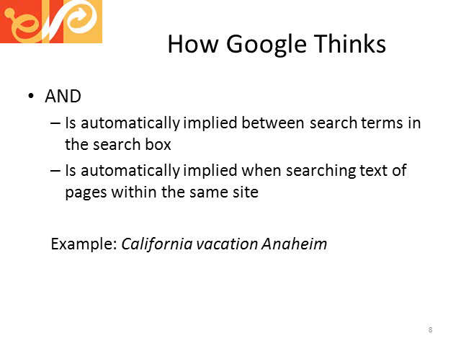So far you've learned a bit about how Google works behind the scenes. Now we're going to start talking about how Google thinks. Knowing how Google thinks will help you understand how to get faster, more accurate results from your searches. First, when you enter in 2 or more words into Google's search box, it automatically assumes that you mean "and" between each of your search terms. For example, if you enter the words California, vacation, Anaheim, it is the same thing as entering California and vacation and Anaheim.